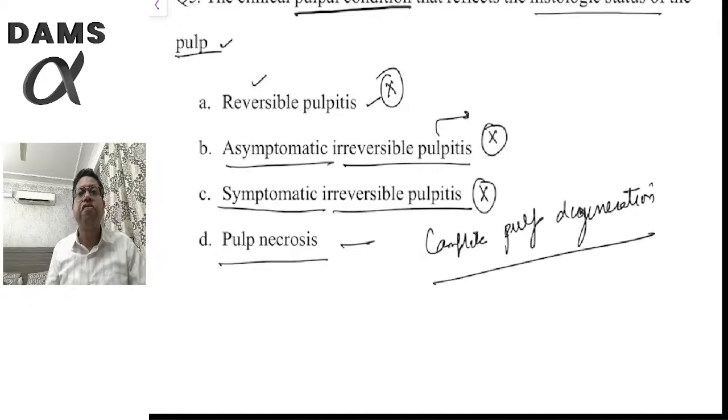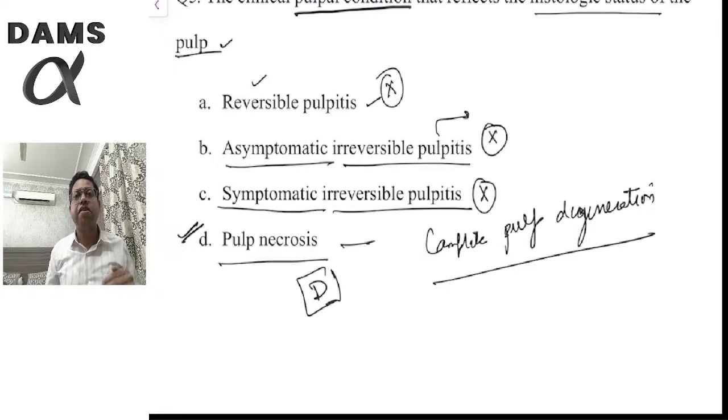That pulp has no survival potential, and this clinical diagnosis indicates a histologic status of the pulp. So option D would be the answer to question number 5. I hope all of you understand the meaning of the question. The question is asking what clinical diagnosis? All these four are clinical diagnoses.